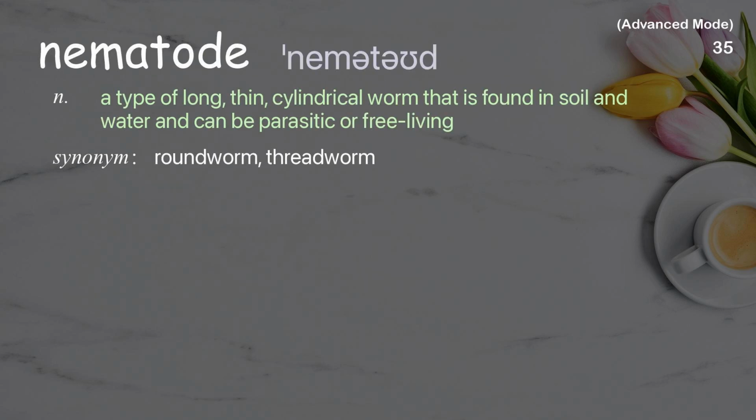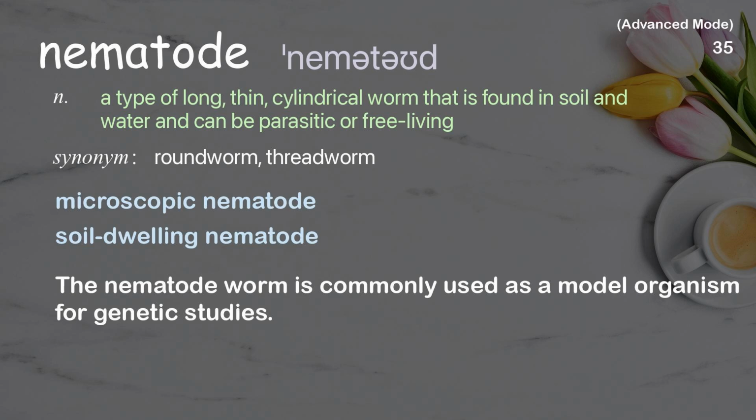Nematode. A type of long, thin, cylindrical worm that is found in soil and water and can be parasitic or free-living. Examples: Microscopic nematode, soil-dwelling nematode. The nematode worm is commonly used as a model organism for genetic studies.